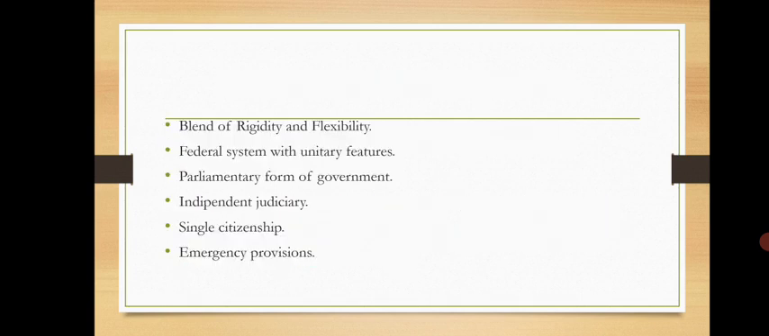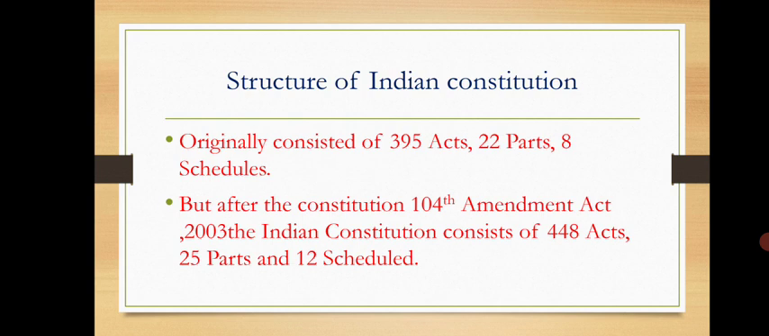Then you have to know what is the structure of the Indian Constitution. What is the structure? Originally it consisted of 395 articles, 22 parts and 8 schedules when it came into force on January 26, 1950. When the Constitution came into force, it had 395 articles, 22 parts and 8 schedules. Okay, you have to remember this.